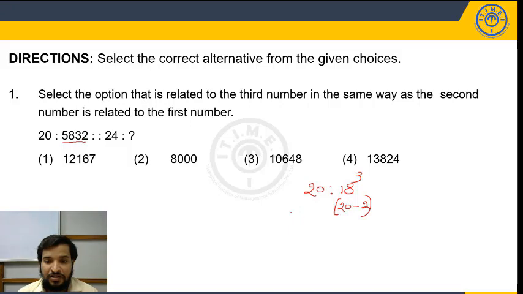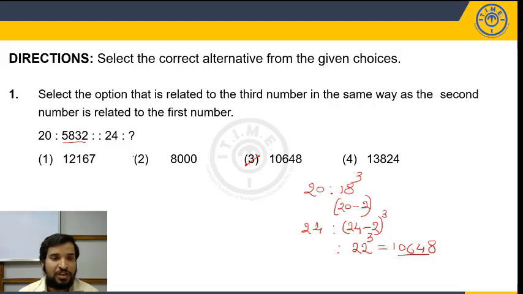Similarly, the third number is 24. So what would be the fourth number? 24 minus 2, whole cube, is nothing but 22 cube. And as we know, 22 cube is 10648. That is choice 3. What's the logic? 20, 18 cube. So 24 is related to 22 cube. Okay. Next. Now see the next question.